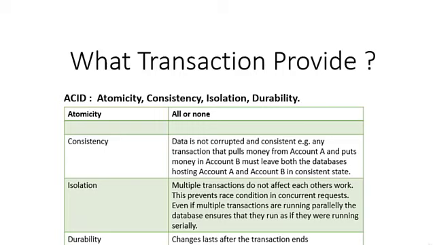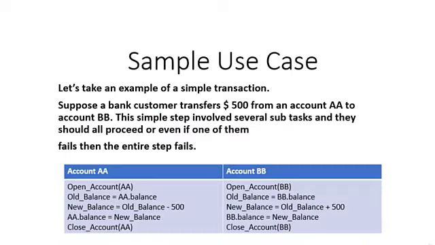Isolation: multiple transactions do not affect the work of each other. This prevents conditions like race conditions. If multiple transactions are running, they can corrupt the outcome of some calculation. Durability: changes last even after the transaction ends. Atomicity: it's an all or none operation. The first one is atomicity, either everything occurs or none occurs.